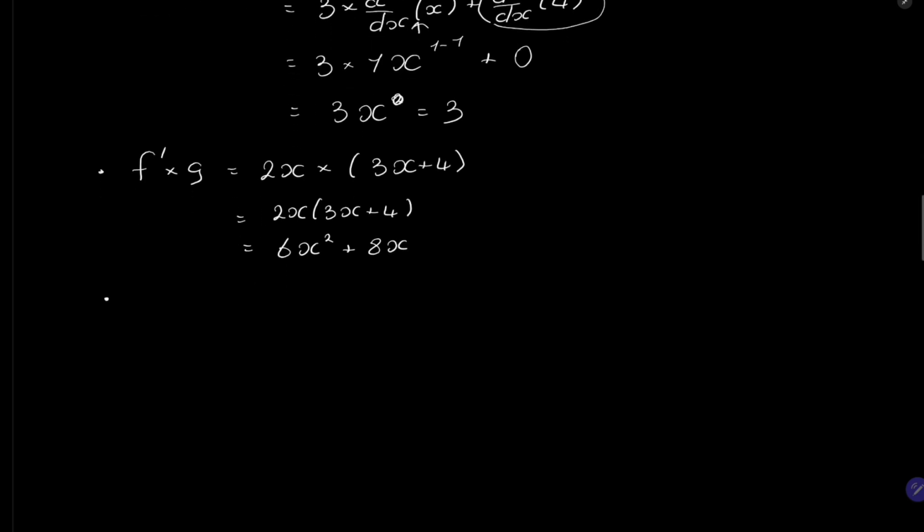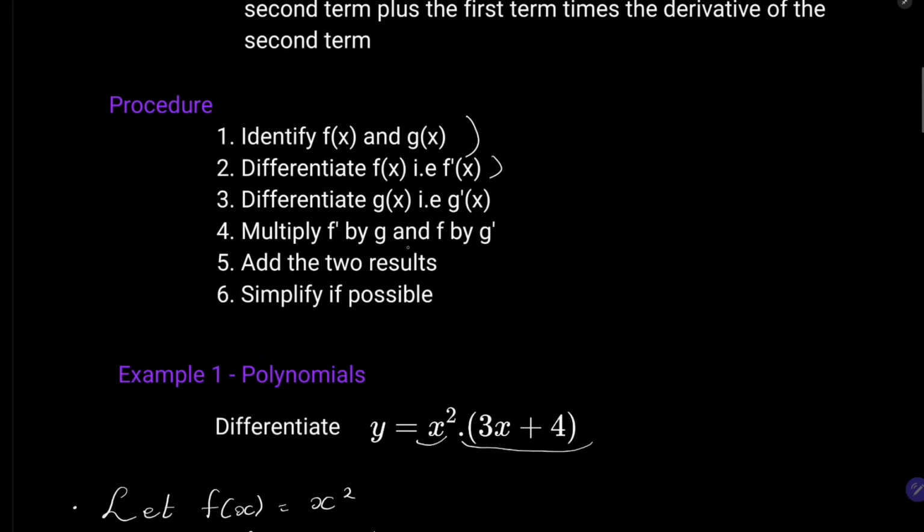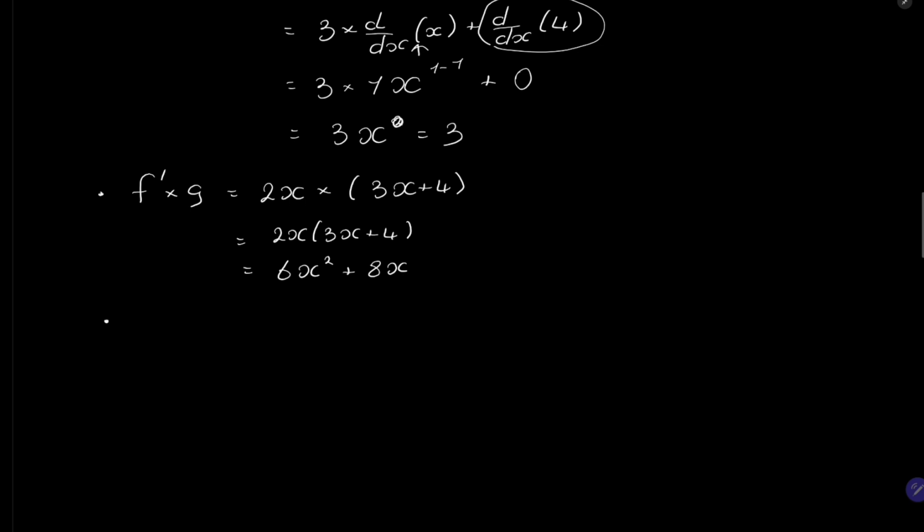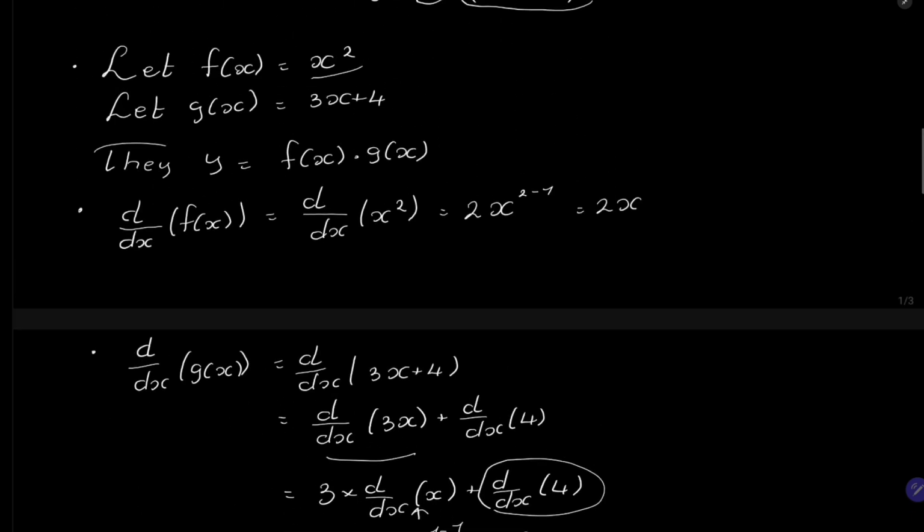Now our fourth step still tells us also to multiply f by g. So what is our f? Our f is x squared.